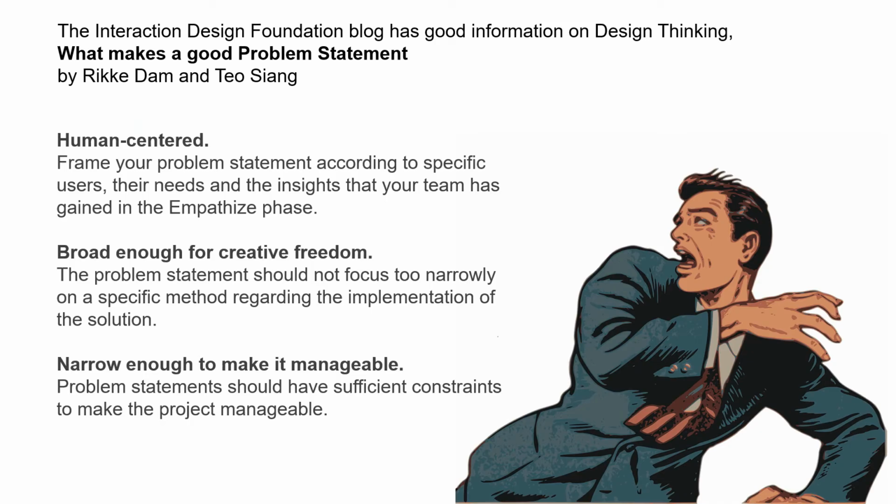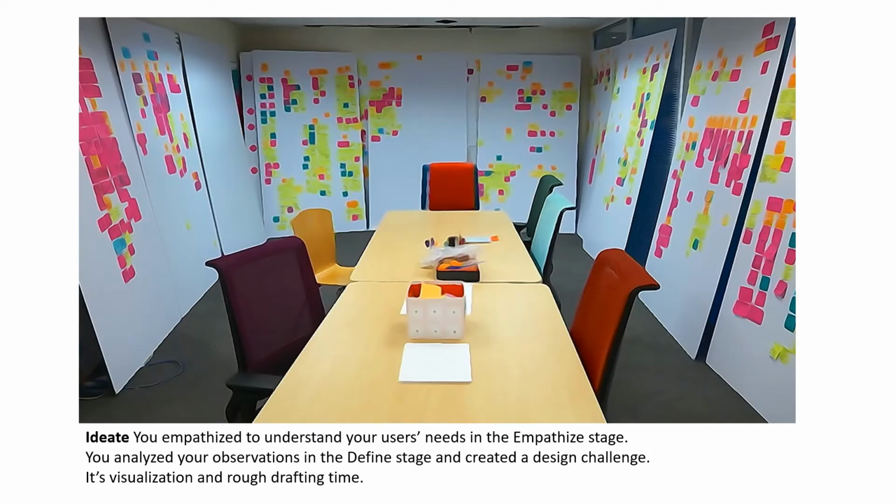A good way to think about your problem statement is that it should be human-centered, it should give you a certain amount of freedom, but still be manageable. So this is a good place to really hone your decision-making skills in order to get a clear goal. So now you have a challenge. The next step is to ideate. That's the stage when ideas are formulated, evaluated, and selected as design directions.